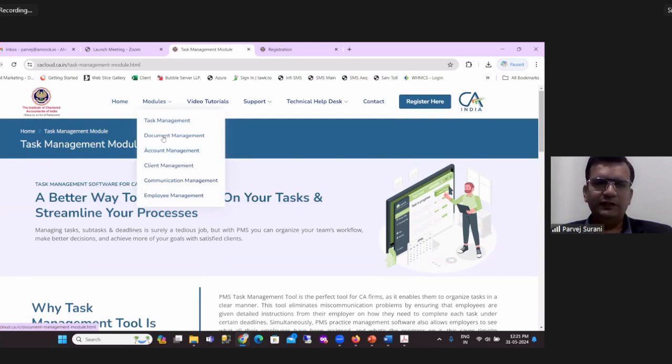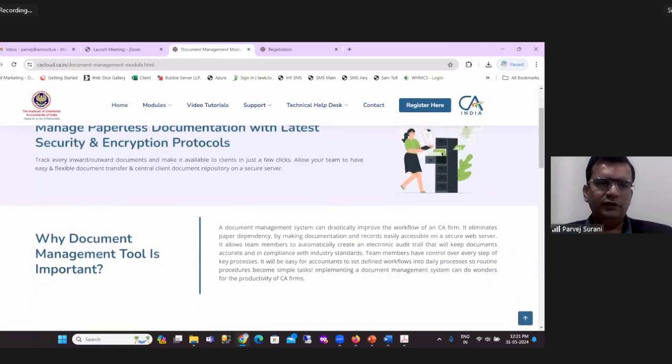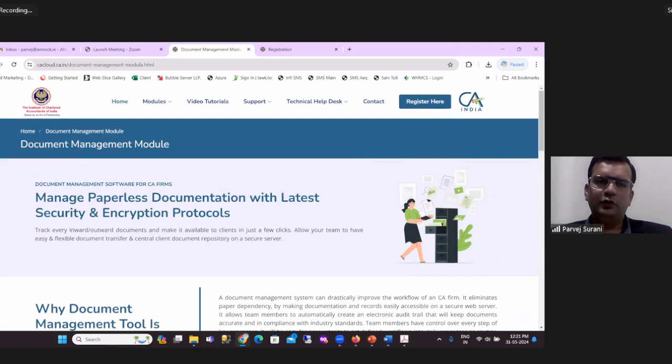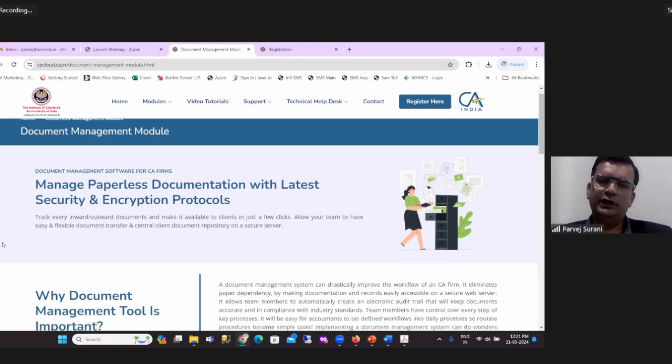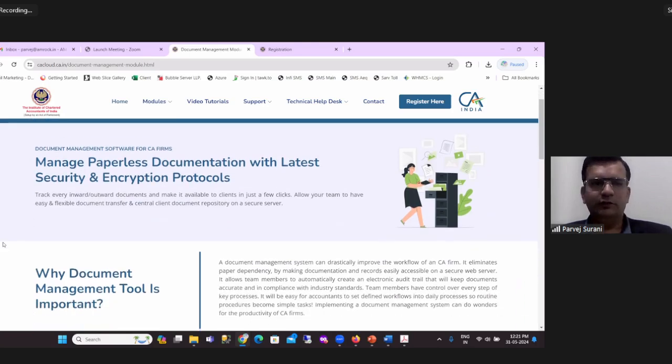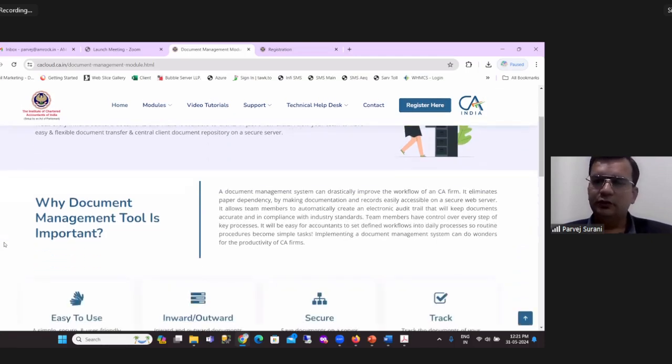Then document management is also available. By using document management, you can manage your office paperless with the latest security and encryption protocols. You can manage and track all your inward and outward documents and make them available to clients in just a few clicks. Allow your team to have easy and flexible document transfer and a central client document repository on a secure server. You can get all your clients' documents in one place, and you can easily track and get any client's document with one click through the PMS software.